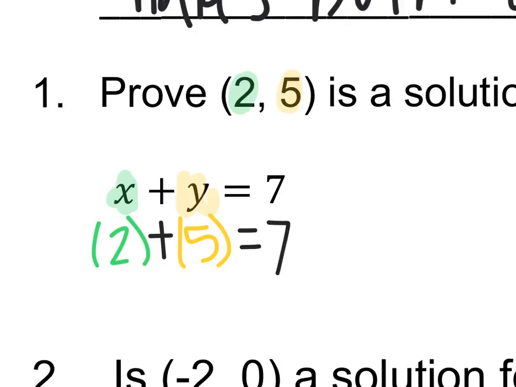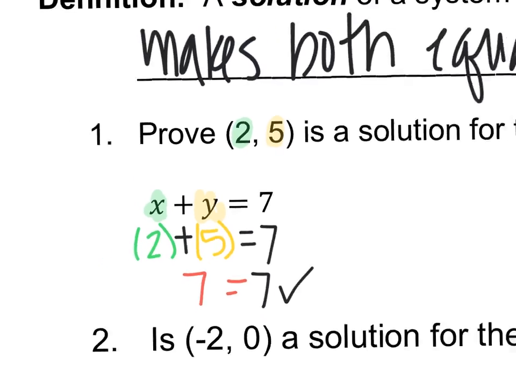So if I worry about the left side, 2 plus 5 is 7 on the left. The right side is still 7. And since my left side and my right side are equal, then yes, this works. (2, 5) is a solution to this particular equation.